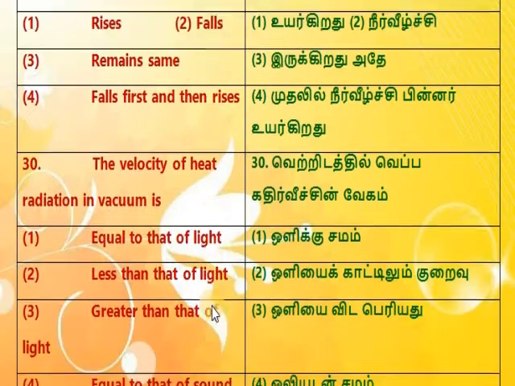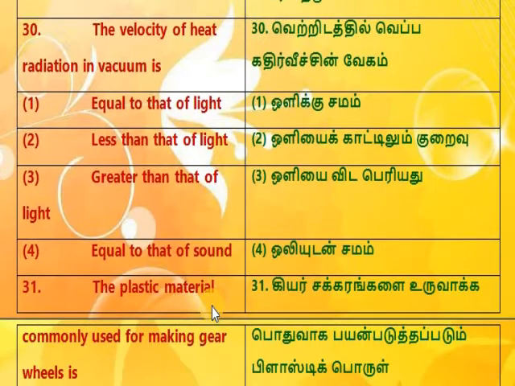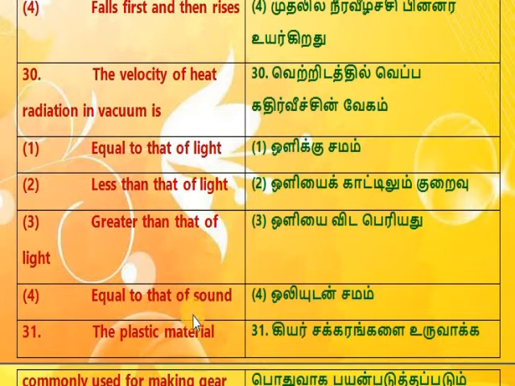30. The velocity of heat radiation in vacuum is: 1. Equal to that of light, 2. Less than that of light, 3. Greater than that of light, 4. Equal to that of sound.